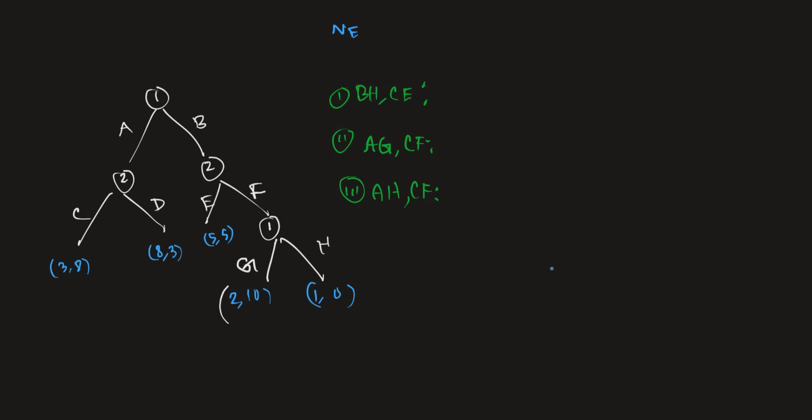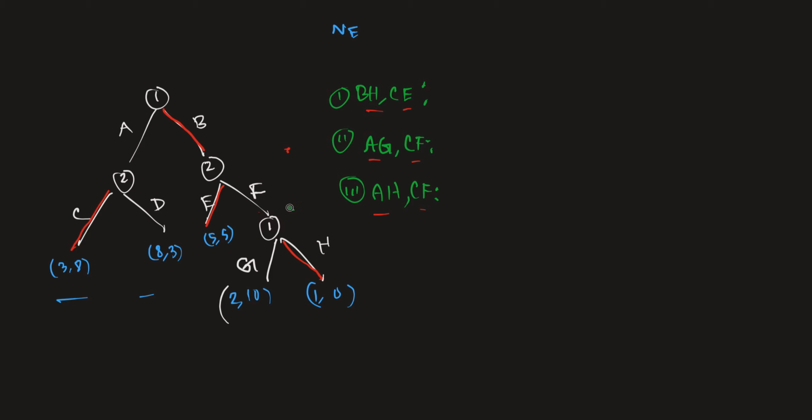For example, let's look into this example again. We saw that there are three Nash equilibria for this game: BHCE, AGCF, AHCF. So we want to find out if they are subgame perfect equilibria or not. For example, the first one, BHCE. We immediately see that this is not a subgame perfect equilibrium.